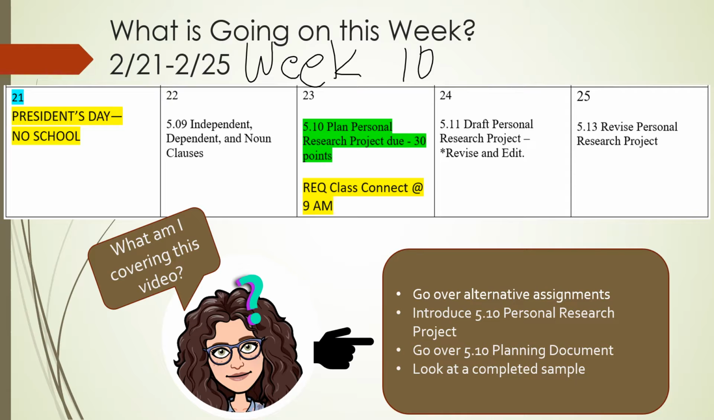We have President's Day off, so no school on Monday. Woohoo! You have a 5.09 content lesson, 5.10 content lesson, 5.11, and 5.13. You have Class Connect on Wednesday. Remember, no Class Connect on Monday because it is a holiday. And you have a plan for your personal research project due on Wednesday, which is worth 30 points. That's a lot of points, so make sure that we get that thing done.